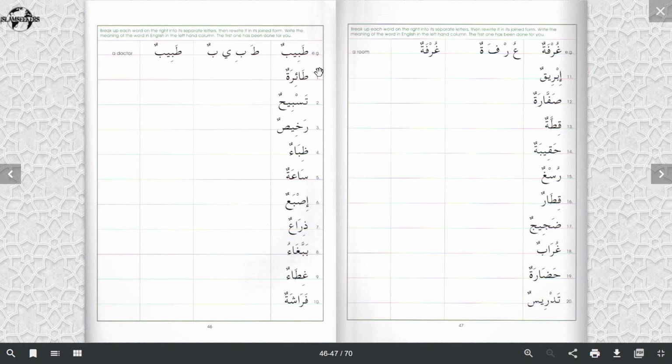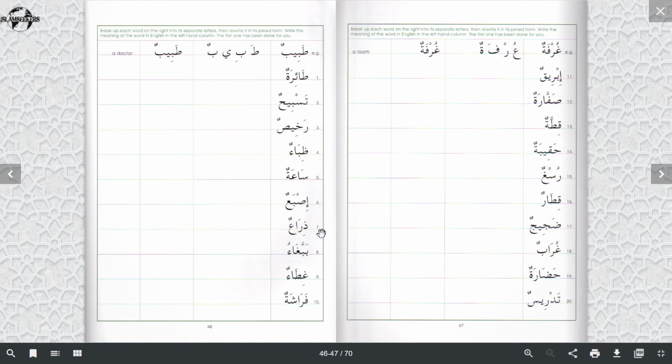Page 46. Complete the exercise on pages 46 and 47, then listen to the words and their meanings. Number 1. Ta'iratun. An aeroplane. Number 2. Tasbihun. Glorification of God. Number 3. Rakhisun. Cheap. Number four. Riba'un. Gazelles. Number five. Sa'atun. A clock. Number six. Isba'un. A finger.